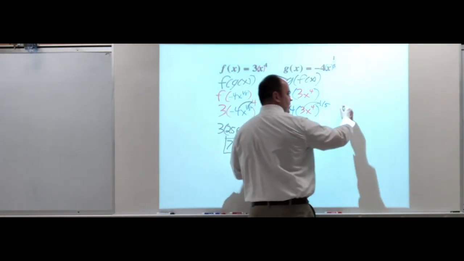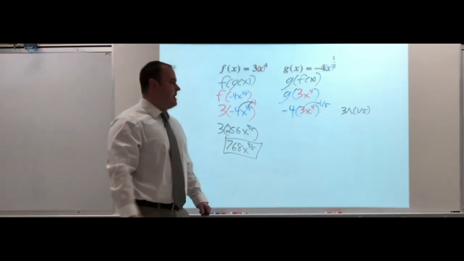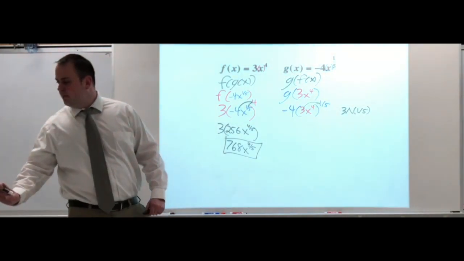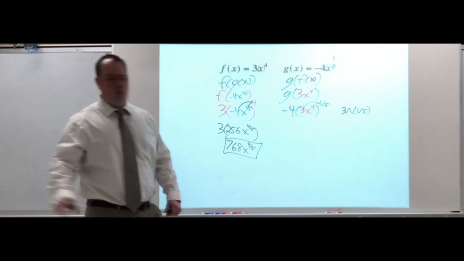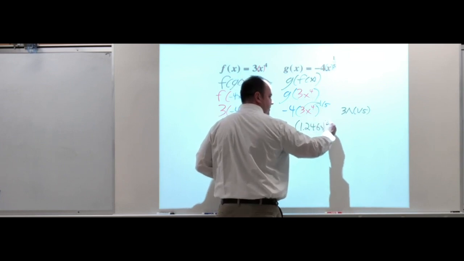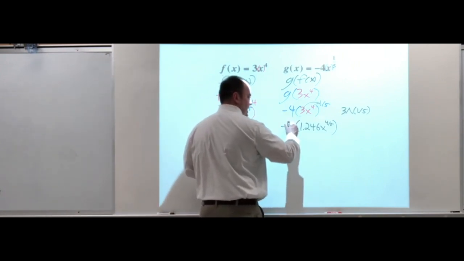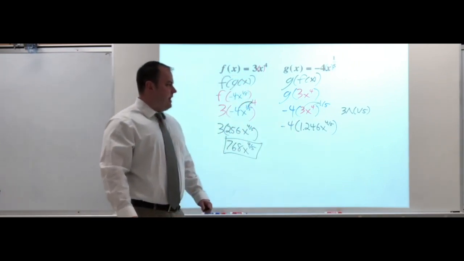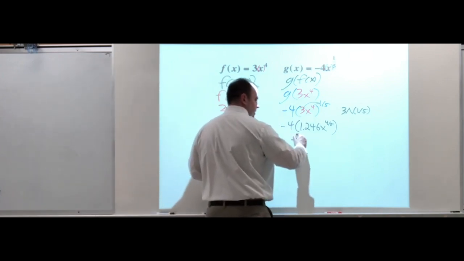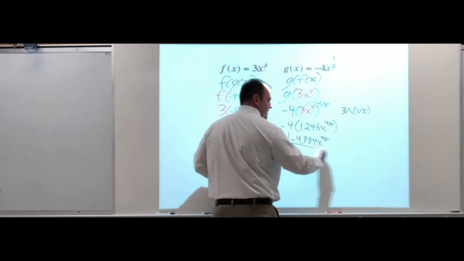When you plug in that 3 to the 1/5, make sure you put that 1/5 in parentheses. It will make a difference depending on what calculator you have, so I strongly suggest using those parentheses. You should get 1.246x to the 4/5. Let me just double check my math there real quick. Yep. And we still have that negative 4 on the outside. So now we have that negative 4, multiply it through, and we should get negative 4.984x to the 4/5. So not the nicest looking answer.